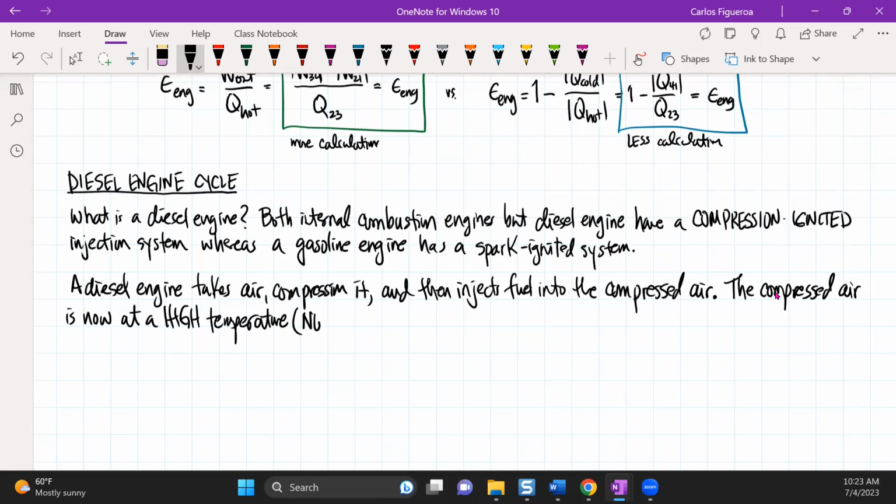Remember, no heating is done here. It's the compression that causes the increased internal energy and therefore temperature. So the compressed air is now at a high temperature, and the fuel spontaneously ignites.